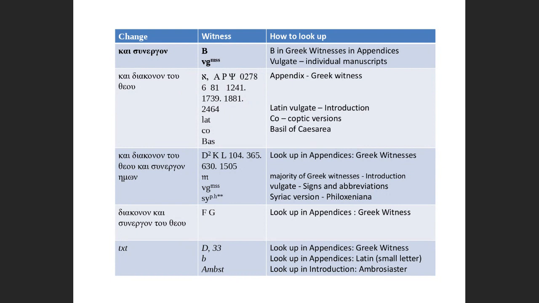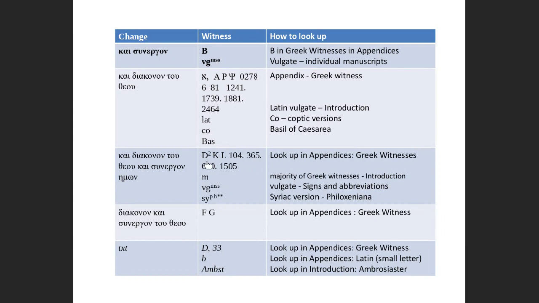So in the first one, you have a witness in the Greek text. You have the Vulgate with many of the manuscripts. The second one has more Greek texts. The kai diakonon tou theou has more texts, and it has an early bishop giving us a text as part of a sermon or a writing.